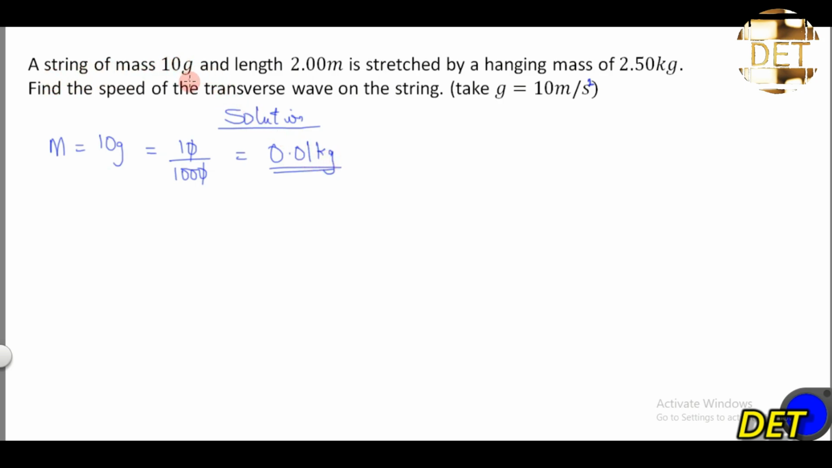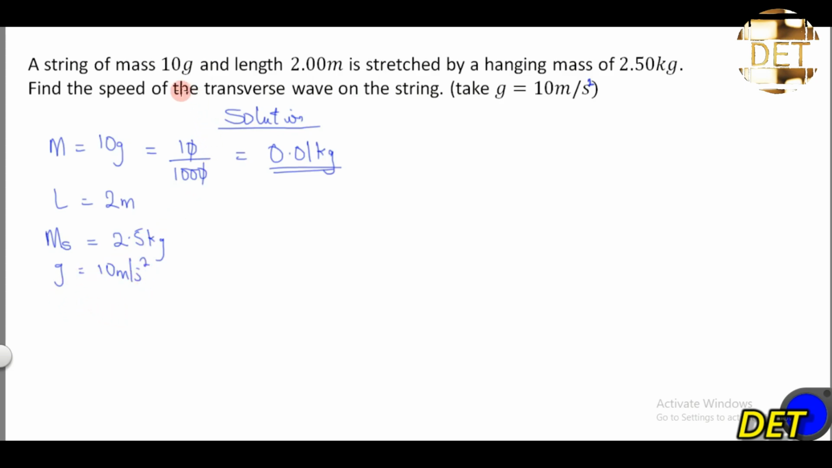So a string of mass 10 grams and length 2 meters. So the length is equal to 2 meters. It is stretched by a hanging mass of 2.5 kg. So it is stretched by a mass of 2.5 kg. So the stretching mass, let me put it as ms, is equal to 2.5 kg. Find the speed of the transverse wave on the string, given that g is equal to 10 meters per second squared.